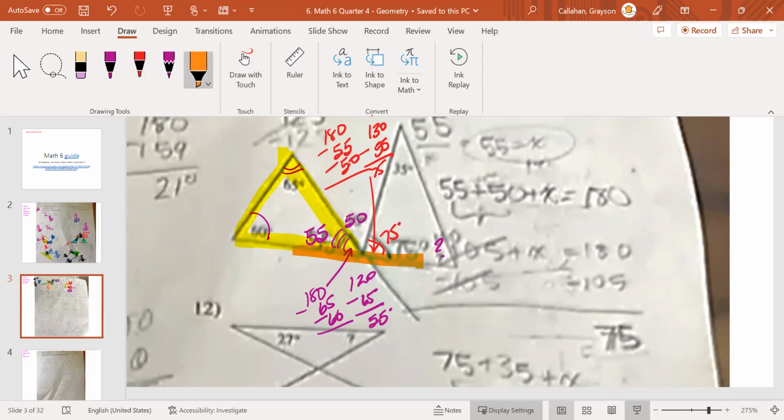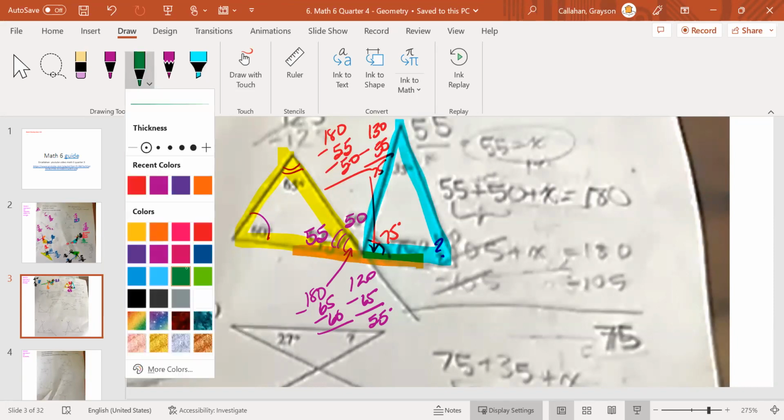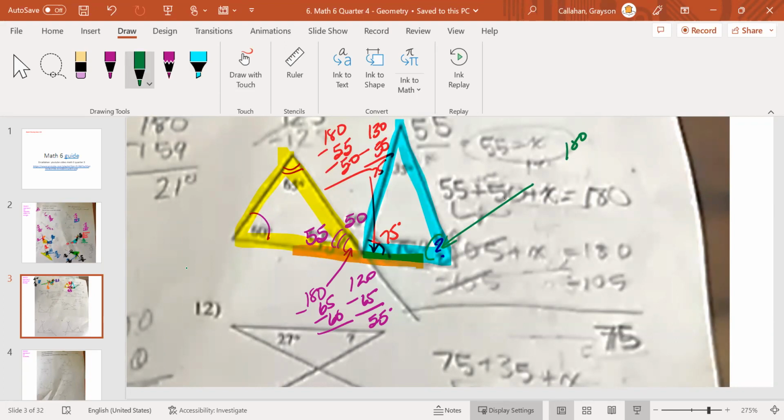Okay, now let's go ahead and take a look at the next one. Do you see this triangle here? Now you can go ahead and find out this angle right here. How do I find out this angle? I take 180. I subtract the two angles. What are the two angles that I subtract?